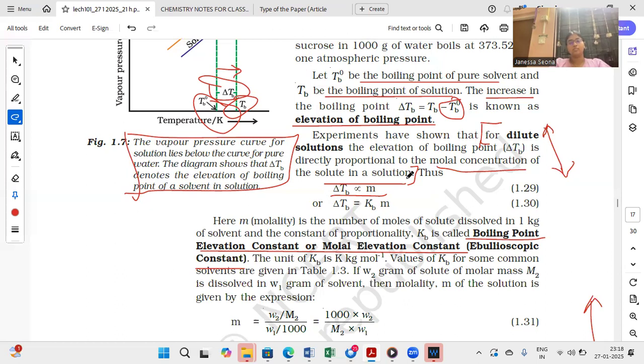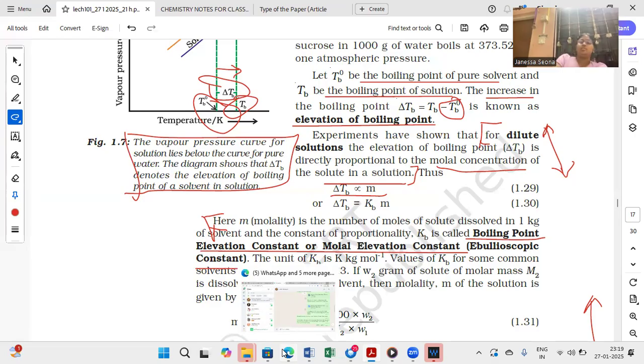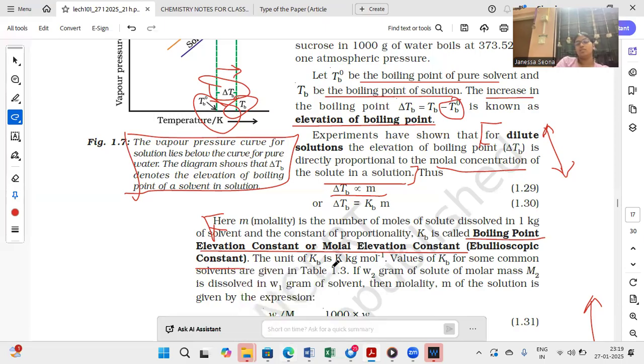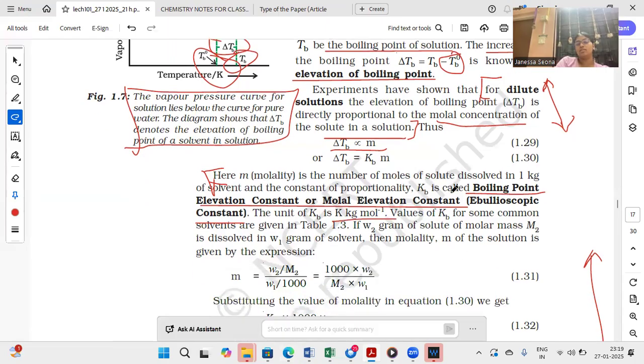Emma, can you please read from here? Molality is the number of moles of solute dissolved in 1 kg of solvent, and the constant of proportionality Kb is called the boiling point elevation constant or molal elevation constant, ebullioscopic constant. The unit of Kb is K kg mol inverse. Values of Kb for some common solvents are given in the table.